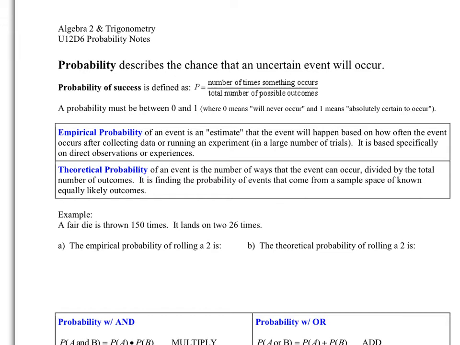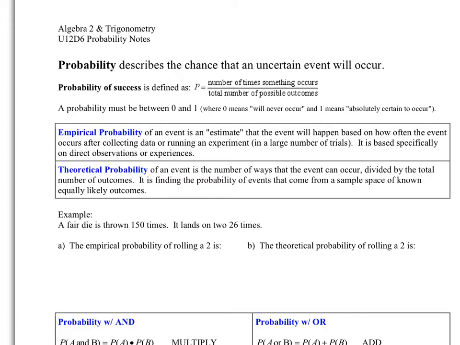Empirical probability of an event is an estimate that the event will happen based on how often the event occurs after collecting data or running an experiment. It's based specifically on direct observation or experiences. Theoretical probability of an event is the number of ways that the event can occur divided by the total number of outcomes. It is finding the probability of events that come from a sample space of known equally likely outcomes.